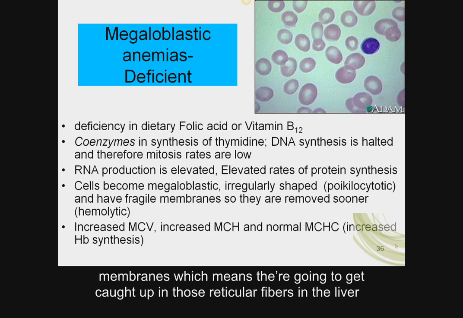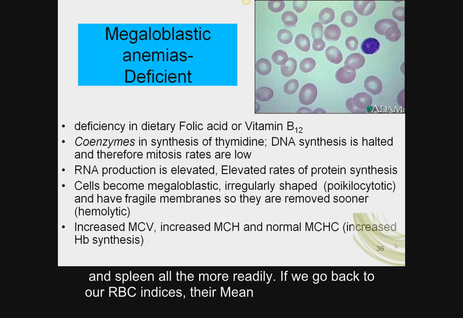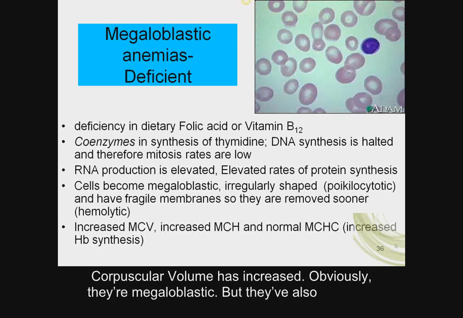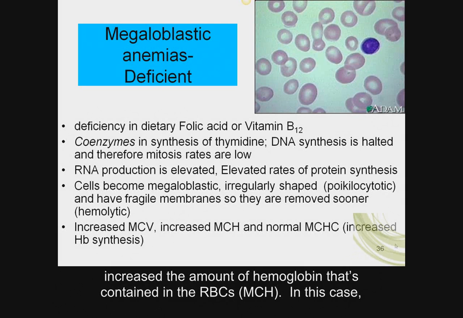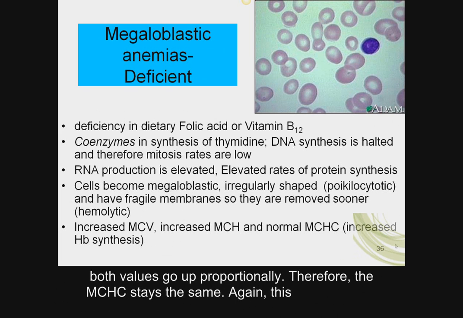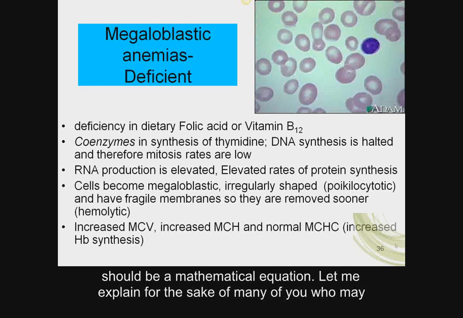And if we go back to our red blood cell indices, their mean corpuscular volume is increased. Obviously, they're megaloblastic. But they also have increased the amount of hemoglobin that's contained in the red blood cells. So MCH goes up. In this case, both values go up proportionally. Therefore, the MCHC stays the same. Again, this should be a mathematical equation. Let me explain for the sake of many of you who may not have heard of MCH and MCV and MCHC in physiology. So here's my analogy.